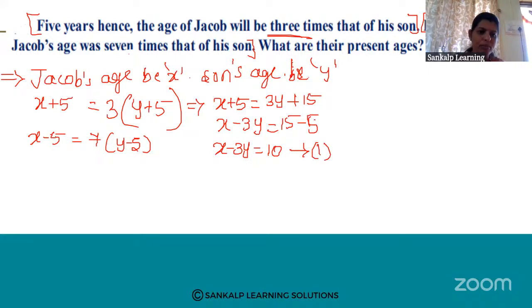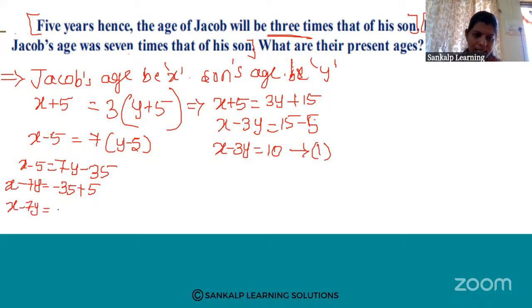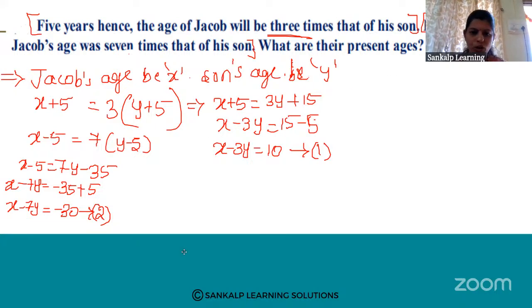Next, from 5 years ago, X minus 5 is equal to 7Y minus 7 fives are 35, right? So X, transfer this 7Y to this side, so this is minus 7Y is equal to minus 35 plus 5. So X minus 7Y is equal to minus 30. Call this equation number 2. Now, equation number 1 is X minus 3Y is equal to 10, and equation number 2 is X minus 7Y is equal to minus 30, right? Now, by using these 1 and 2, we will solve the problem.